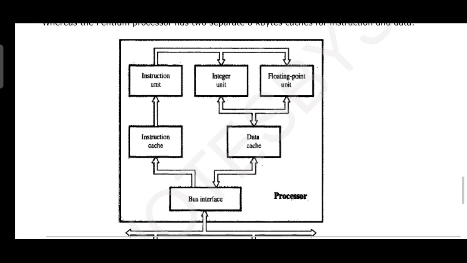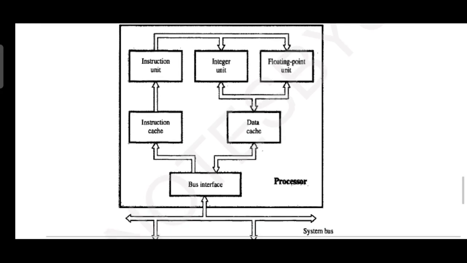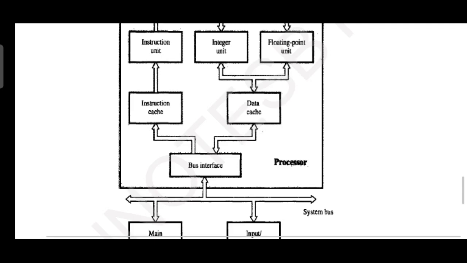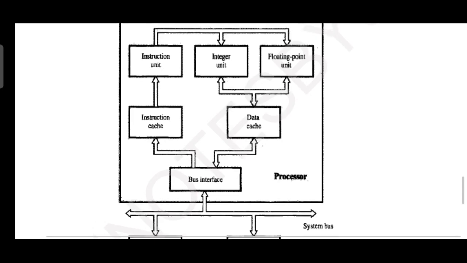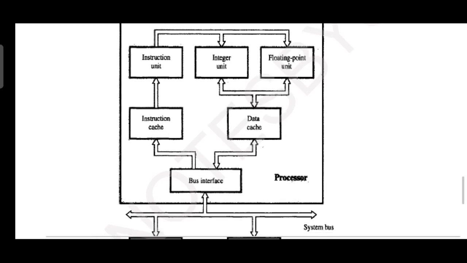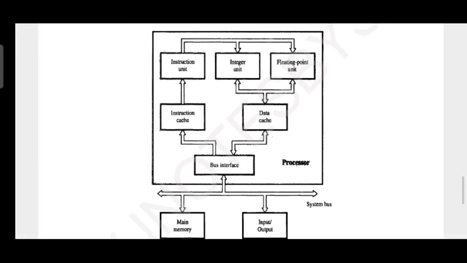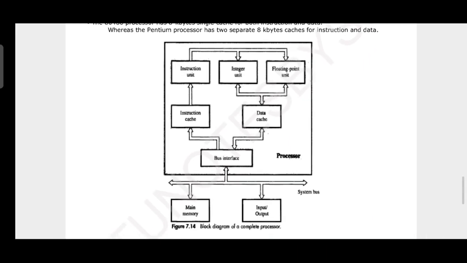We have an integer unit as well as a floating point unit that comes under the data cache, right? Again just to speed up the computation, we are dividing the number into integral part as well as floating point part. They are associated with the data cache. Very simple thing. We have a bus interface. This bus interface connects both the caches, instruction and data caches. So the instruction cache connects to the instruction unit, and the data cache connects to the integer and floating point units. That is the configuration of a complete processor.